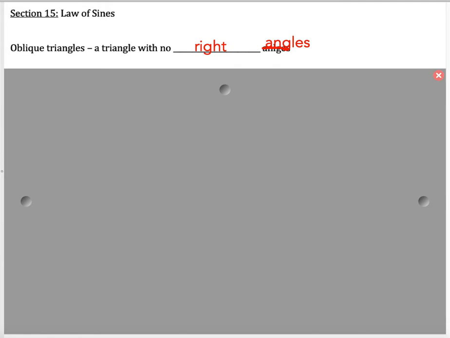So, law of sines states that, first of all, I want to introduce you to possibly a new term, and that's oblique. An oblique triangle is a triangle that does not have a right angle. And if you want, I saw that angles was spelled wrong. You could fix that if you'd like. I don't know why spell check didn't point that out to me.